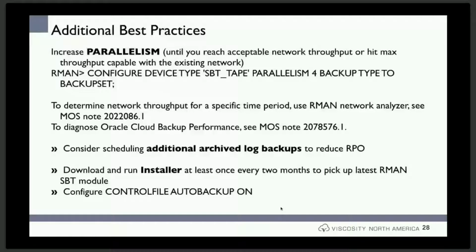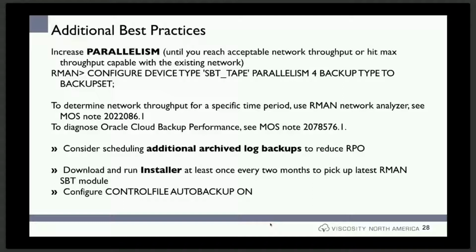So, like I said before, increase your parallelism. This is where you have to actually play with this a little bit, right? You want to increase your parallelism until you hit your maximum acceptable network throughput, right? And it's simple to do by simply leveraging the configure command, and you can specify the degree of parallelism. In this example, I set the parallelism to 4, right? And also, there's a Metalink note, 2022086.1, and this particular Metalink note will go through how you can determine the network throughput for a specific period of time. And you can actually adjust your settings after that as well, right?